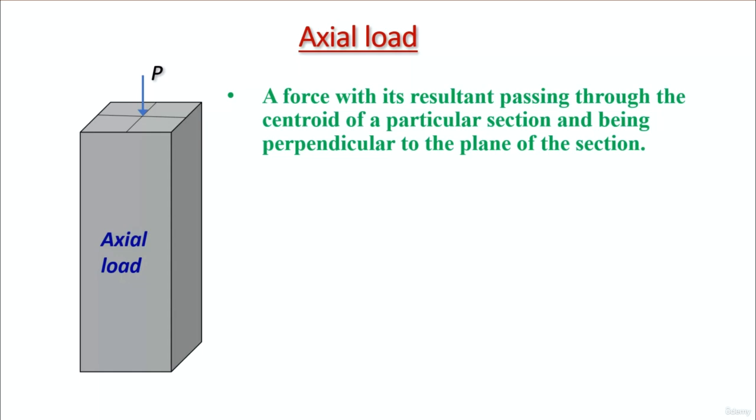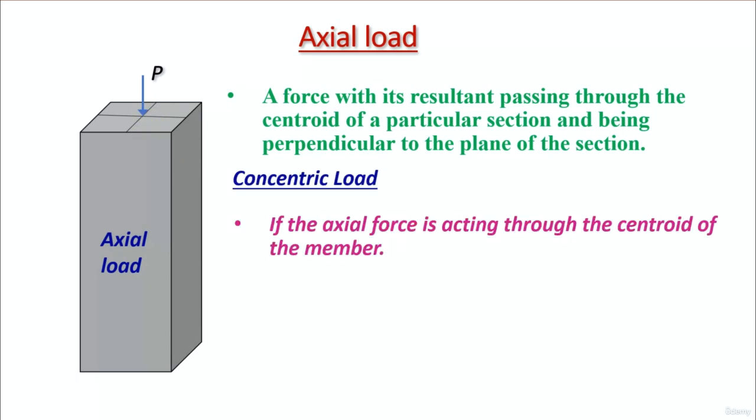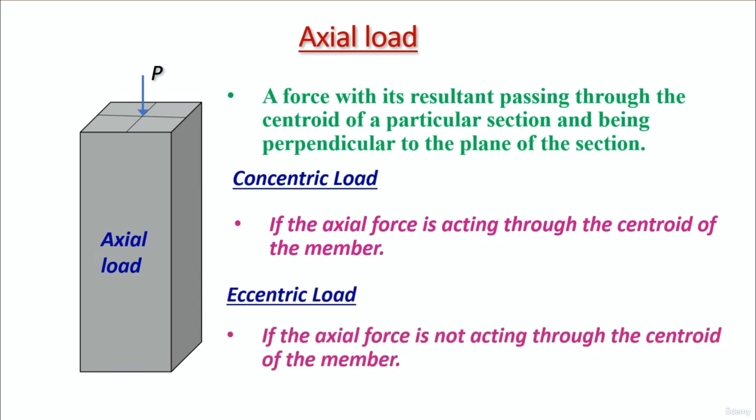First, let's see what is axial load in column. It is a force with its resultant passing through the centroid of a particular section and being perpendicular to the plane of the section. As you can see, the load is acting at the centroid of the particular section. There are two types of load: one is concentric load and the other is eccentric load. If the axial force is acting through the centroid of the member, that is called concentric load. See, this load is acting exactly at the centroid of the member, so it is called a concentric force.